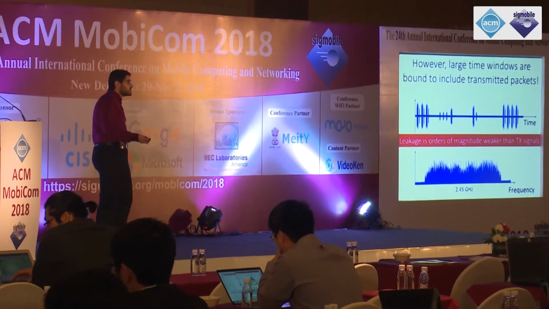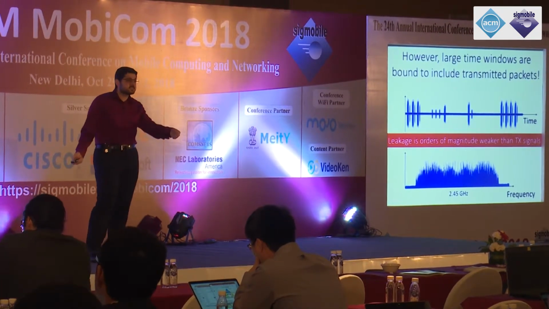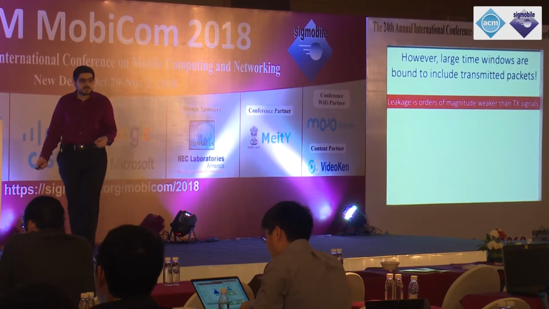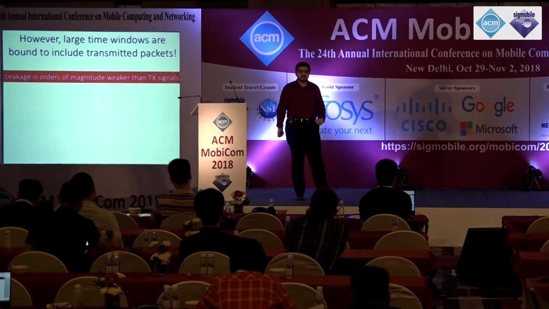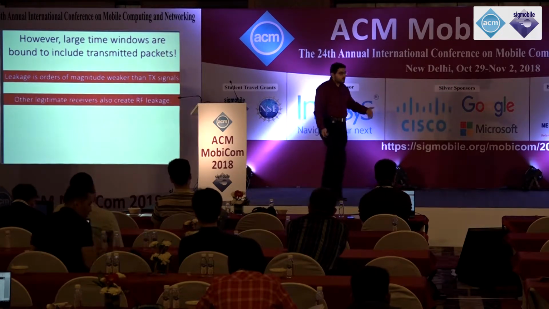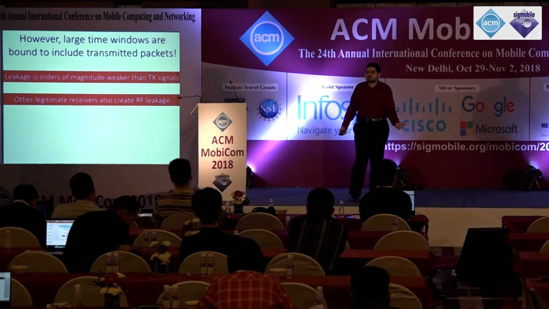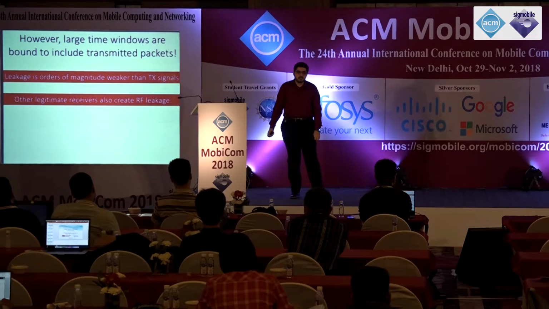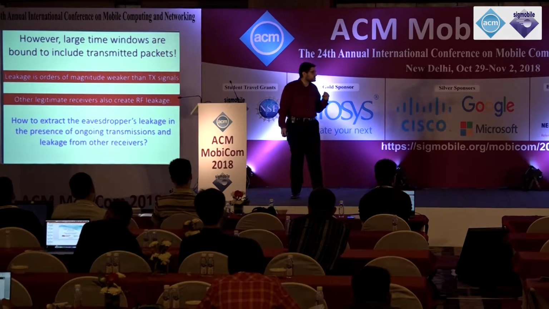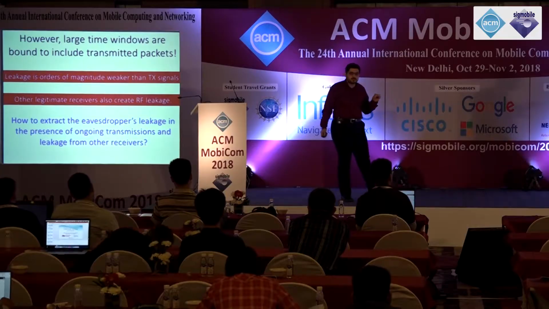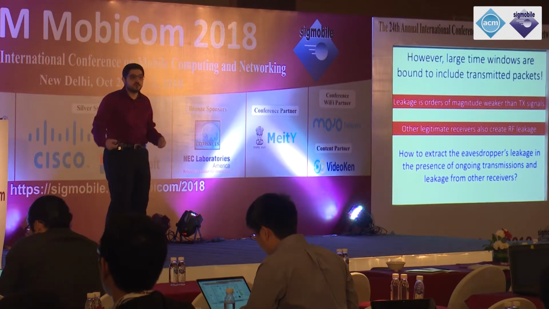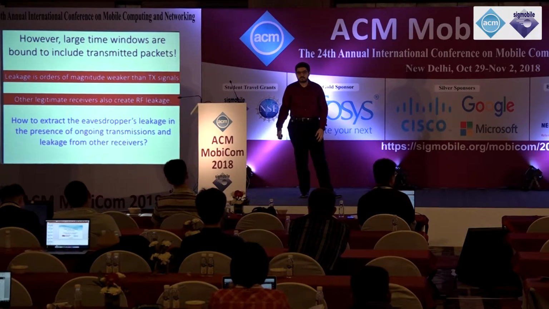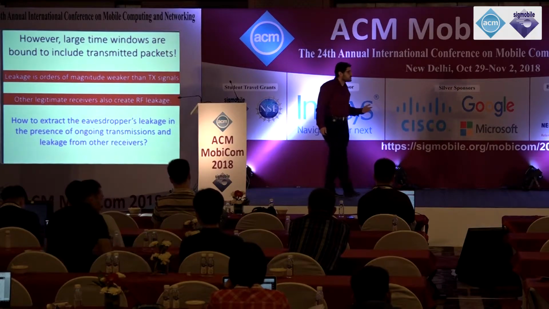But this is not the only challenge. If I'm transmitting something, then someone is listening to it. There's a receiver out there that's legitimate and receiving these transmissions. So this receiver will also create RF leakage onto the spectrum. How can I distinguish it from an eavesdropper? So that's why the new question becomes, how can we extract the eavesdropper's leakage in the presence of ongoing transmissions and leakage from other receivers? And this is exactly what Ghostbuster does.